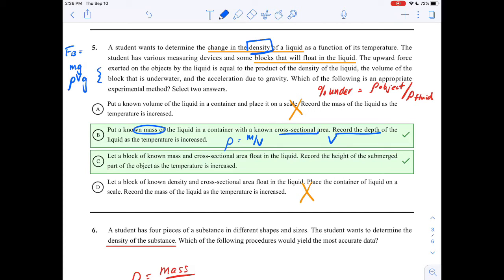Part C is correct because we're looking at the height of the submerged object and how that changes. That really gets at this percent underwater concept. If we could figure out the percent underwater, then we could figure out the density of the fluid. We'd also need to calculate the density of the object if we knew its mass and volume, and then we could determine the density of the fluid.